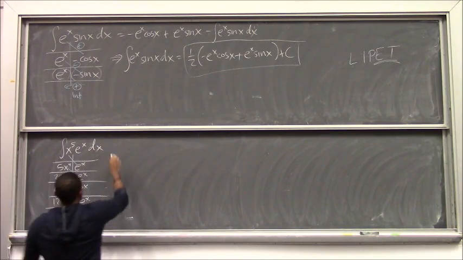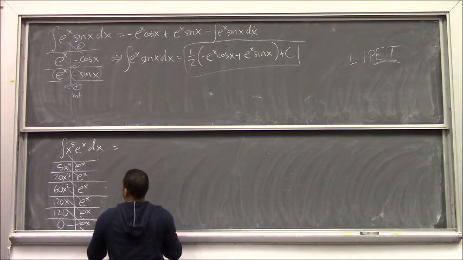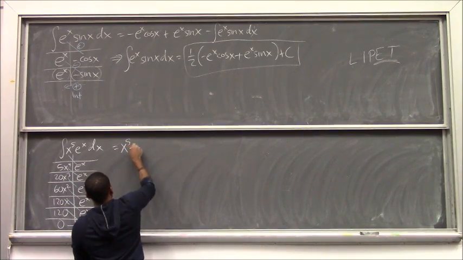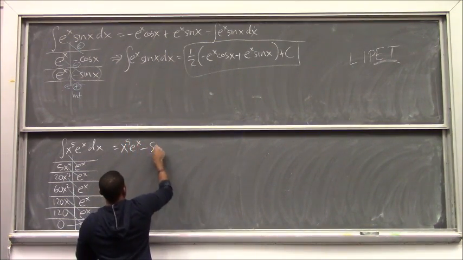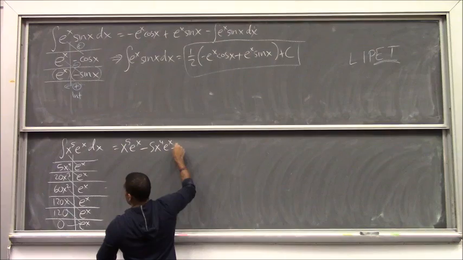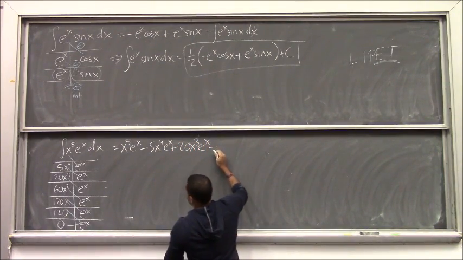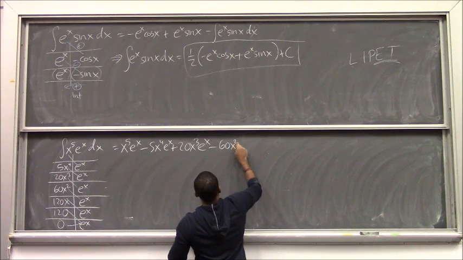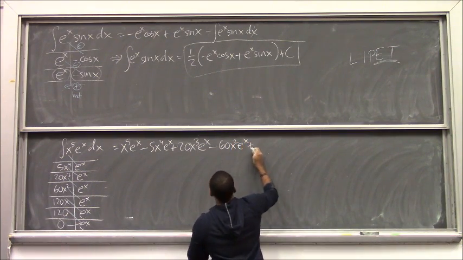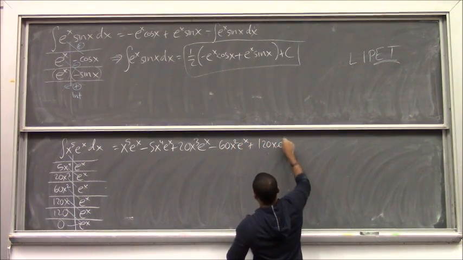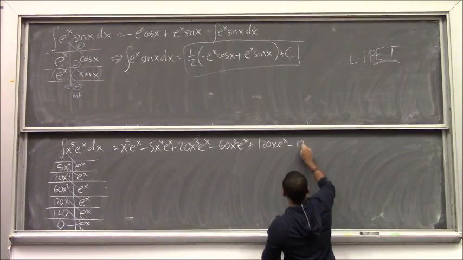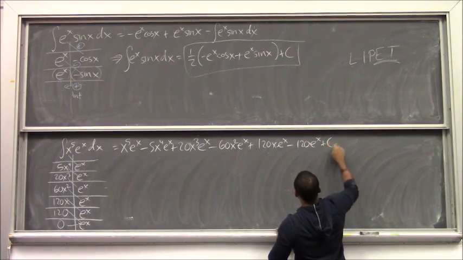So now you just write them off. x to the 5th e to the x minus 5x to the 4th e to the x plus 20x cubed e to the x minus 60x squared e to the x plus 120x e to the x minus 120 e to the x plus c. That's your answer.